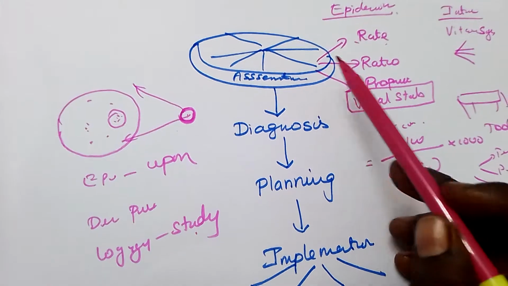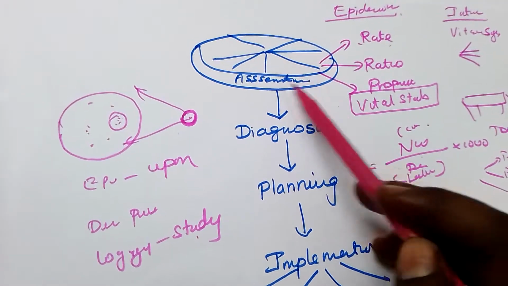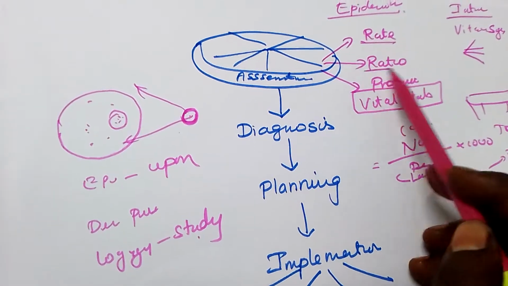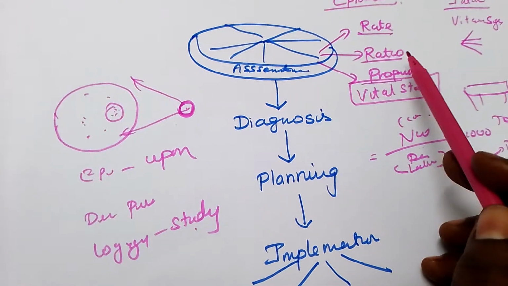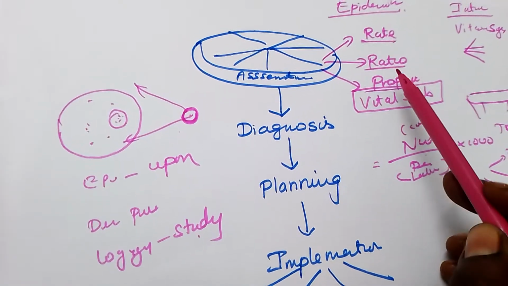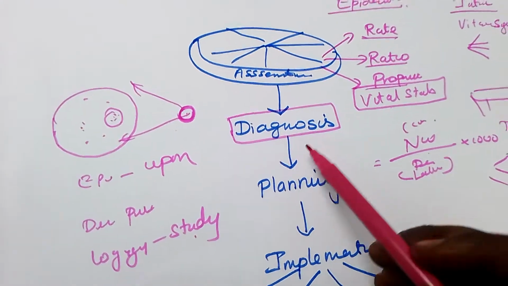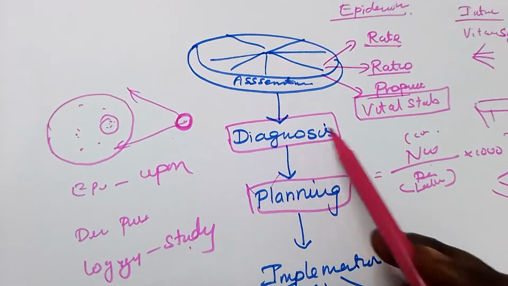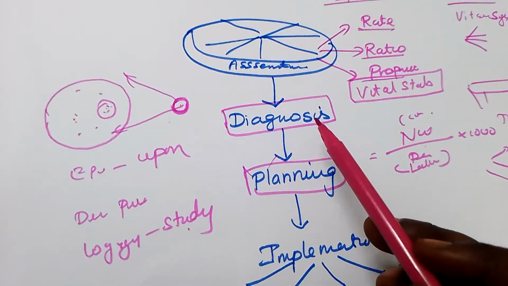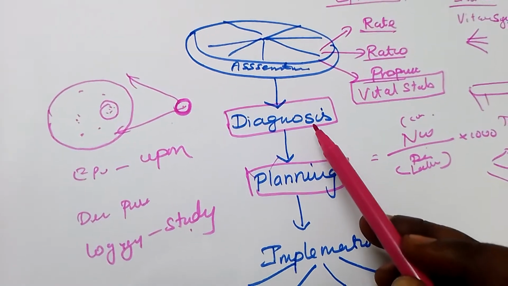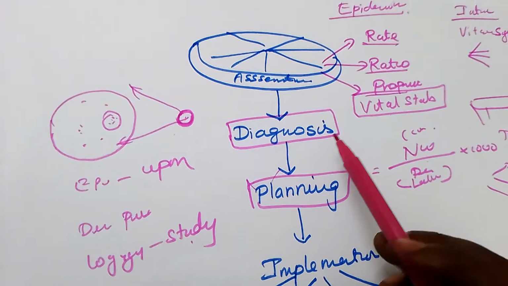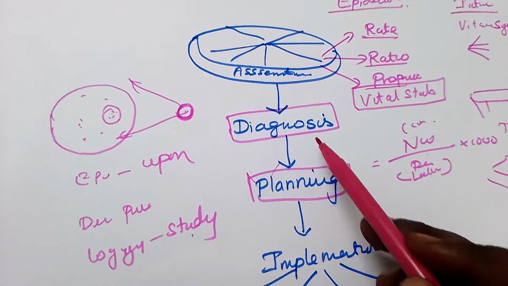In the same way, what is community health? These are all called the tools of measurement of community health. So once I measure the community health, I am able to diagnose the community health. So what is this diagnosis? What is the importance of this diagnosis? The diagnosis will be helpful for me to plan the community program.